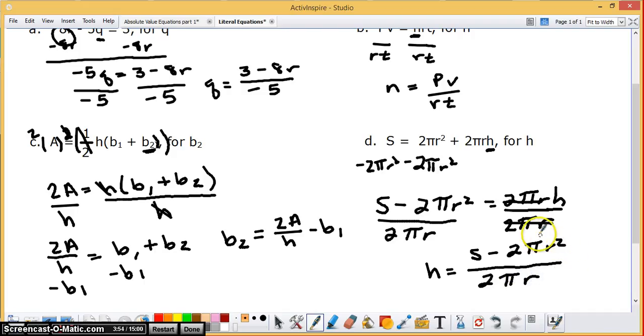It's that simple. This will help you do certain problems in the problem set. Please make sure that you look at both the solving equations and the solving literal equations videos, and then go ahead and do the problem set.